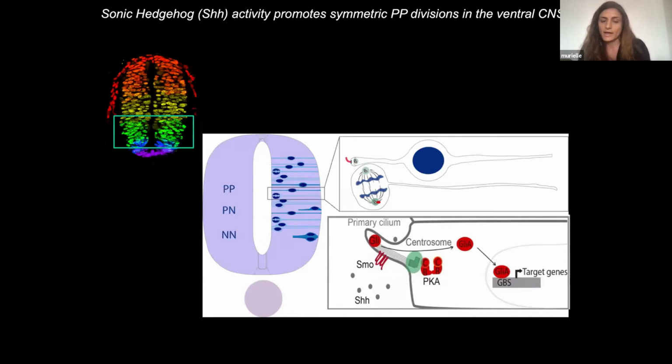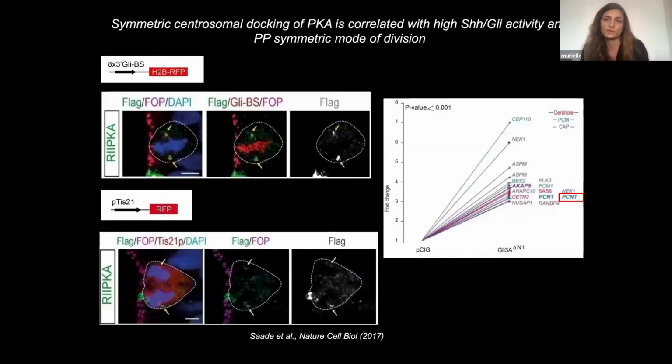But hedgehog signaling localization at the centrosome will not be restricted only to the basal body of the primary cilia. What we also found is that protein kinase A, for example, gets localized to the spindle pole in mitotic neural precursor cells.